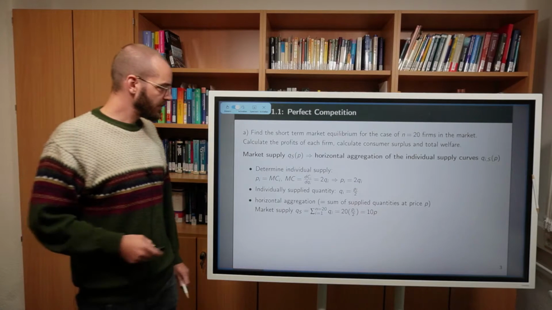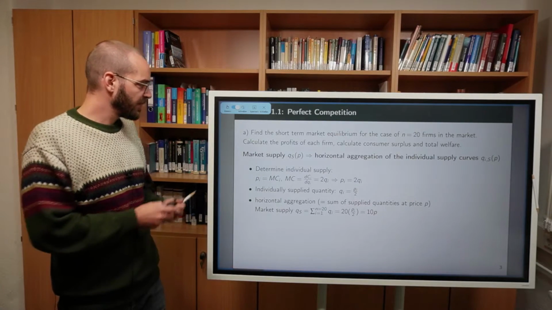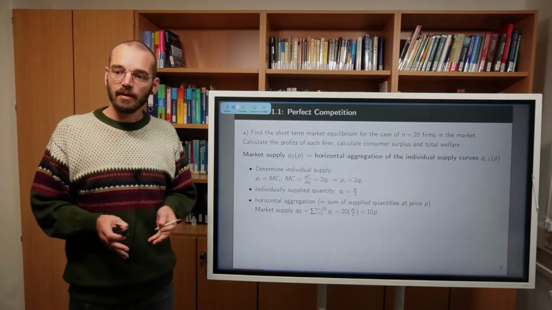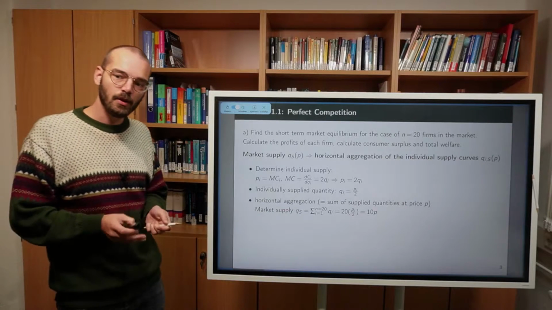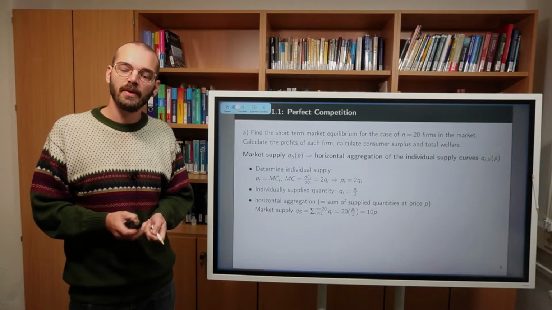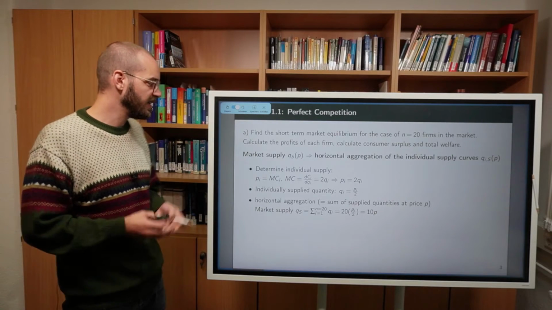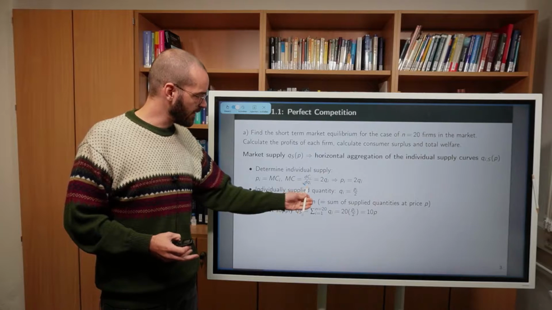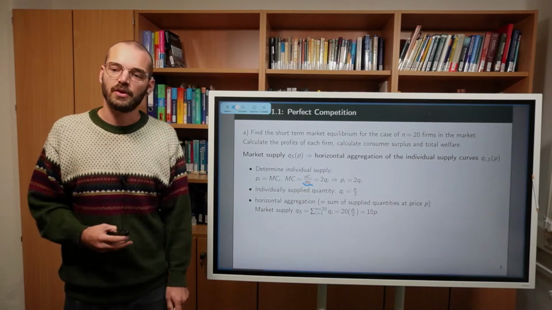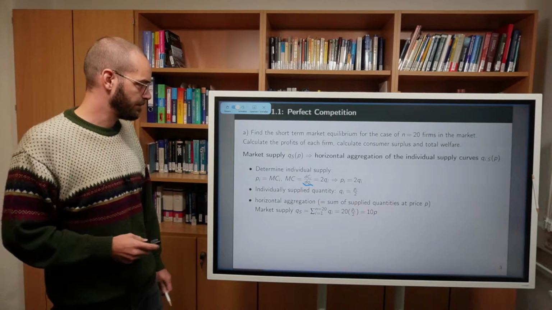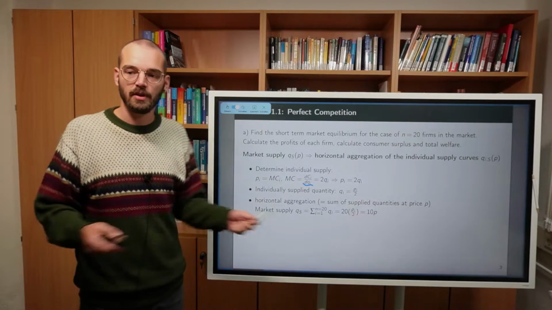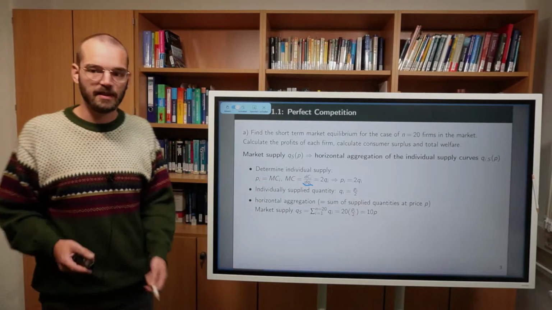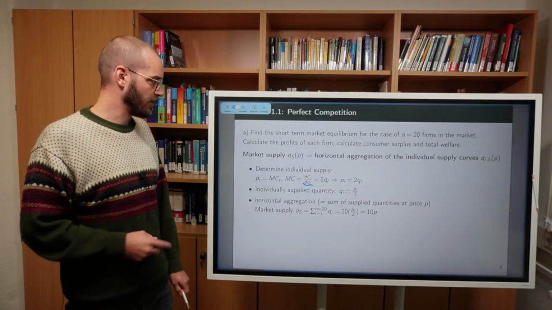Now, how do we determine the individual supply? Well, as we discussed earlier, we know that the price must equal the marginal costs in this market in equilibrium. Marginal cost, of course, is nothing but the derivative of the cost function with respect to the quantity, right? Because the cost function was a function of quantity, we have to derive it with respect to the quantity.